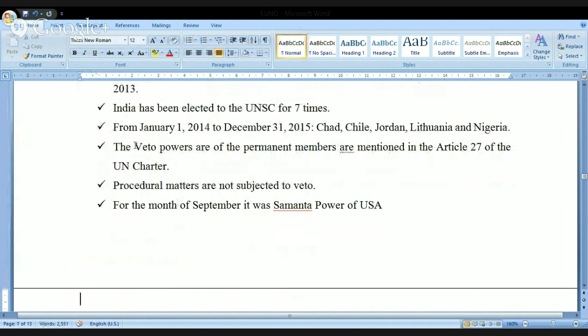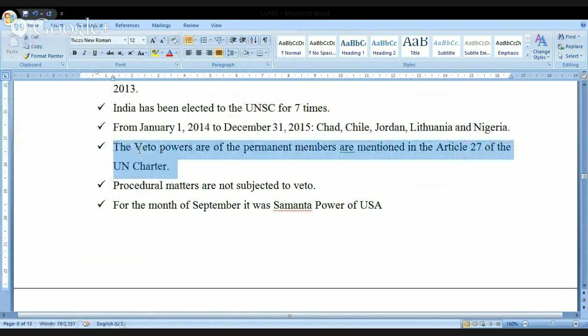Now, look at this point here. The veto powers are with the permanent members. The veto powers of the permanent members are mentioned in Article 27 of the UN Charter. You know what is the meaning of the Charter. You know what is the meaning of the articles. And one of the articles is Article 27. It mentions the veto powers. See here, what do you mean by the veto powers? Veto powers are always exercised by the permanent 5 members.